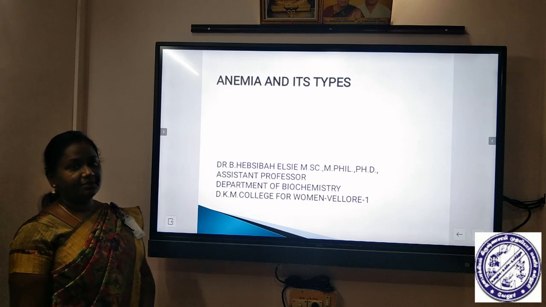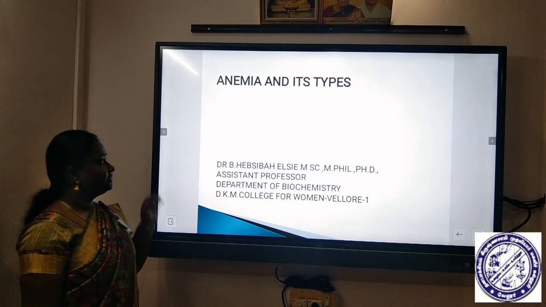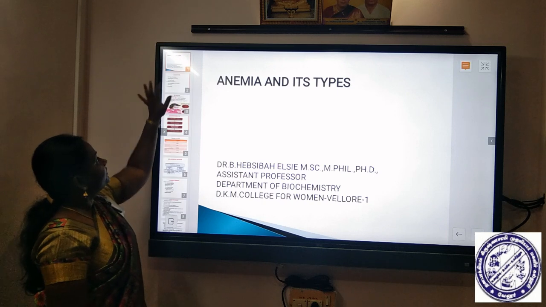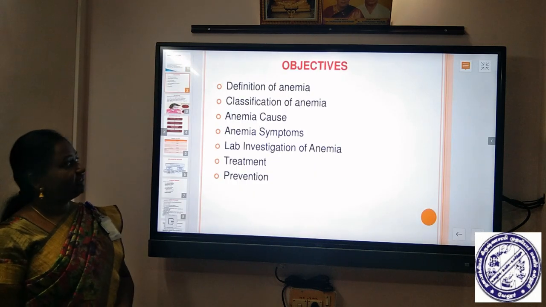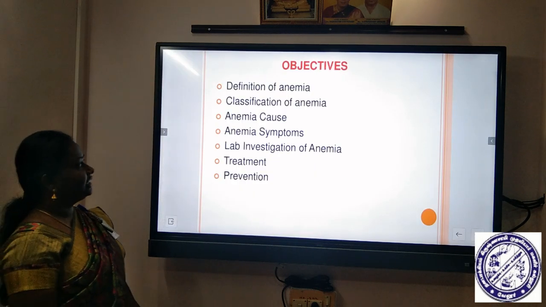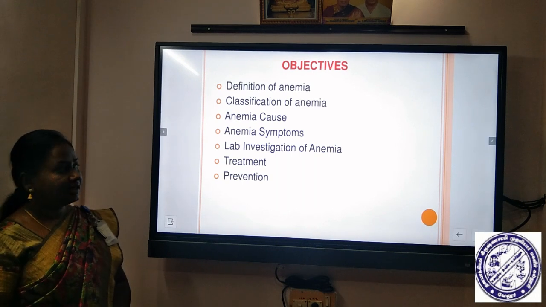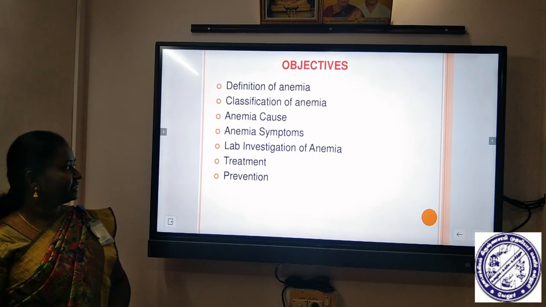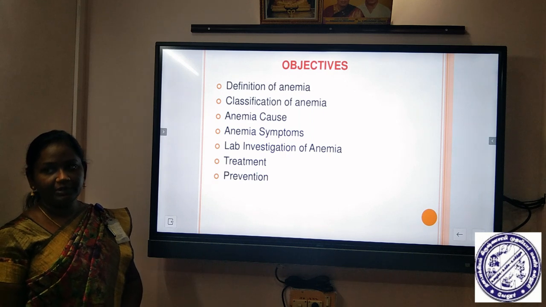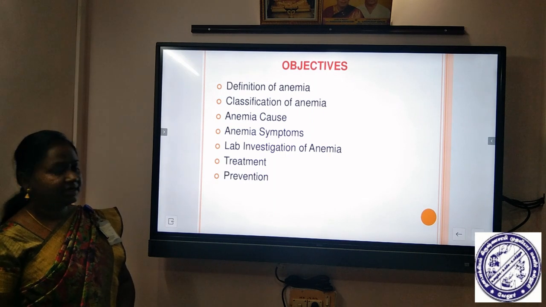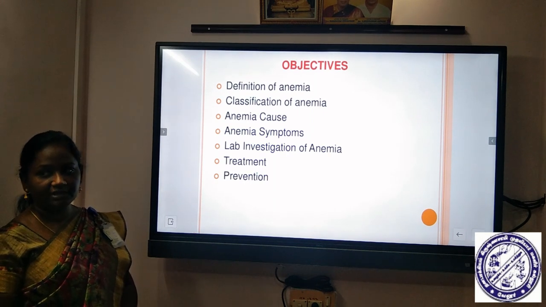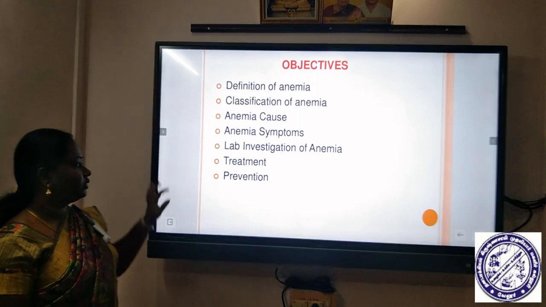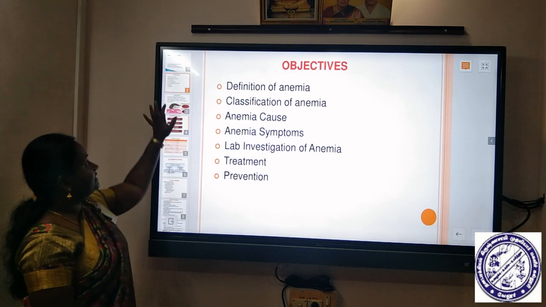Today we are going to see about anemia and its types. In this, we are going to see the definition of anemia, classification of anemia, the causes of anemia, symptoms of anemia, and how we are going to investigate this anemia in the clinical laboratory, and what are all the treatments available and how to prevent the anemia in detail.